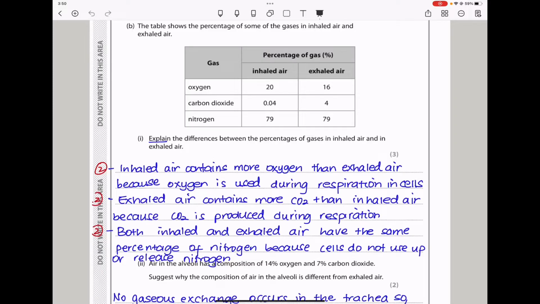So I said, inhaled air contains more oxygen than exhaled air because oxygen is used during respiration in the cells. When air is exhaled, there is less oxygen because it has been used up. Then, exhaled air contains more carbon dioxide than inhaled air because carbon dioxide is produced during respiration. Both inhaled and exhaled air have the same percentage of nitrogen because cells do not use up or release nitrogen.